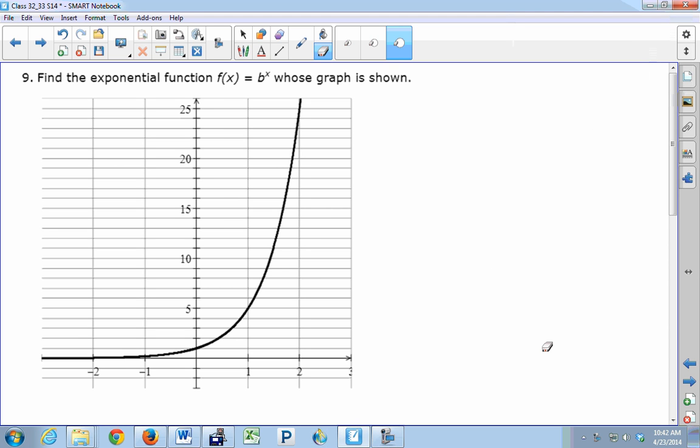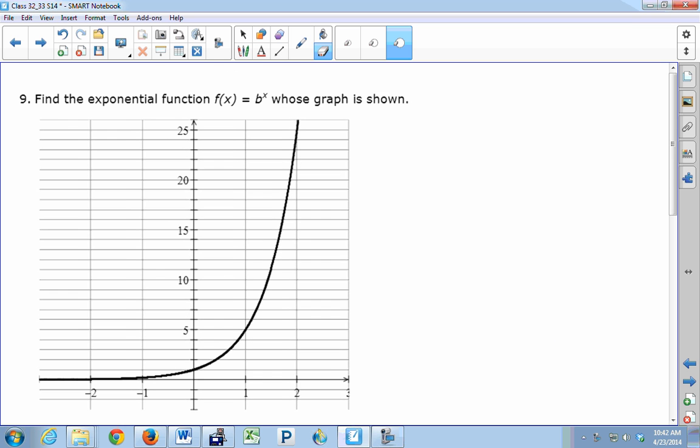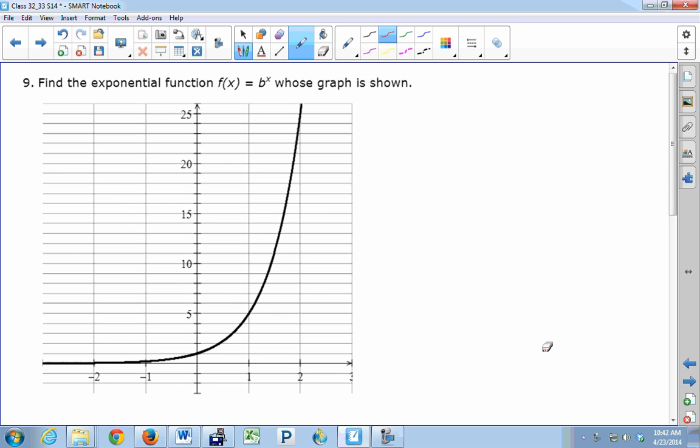Says find the exponential function f of x equals b to the x, whose graph is shown below. Okay, so remember, any function of the form f of x equals b to the x is the parent function. So this is your parent exponential function, your basic graph.